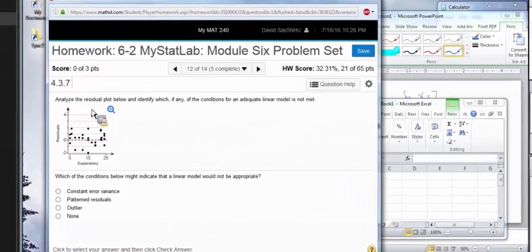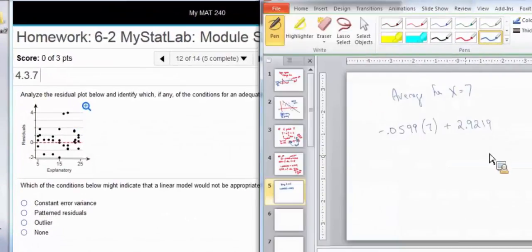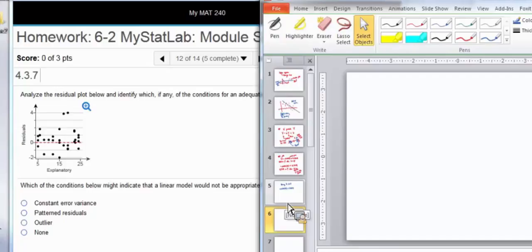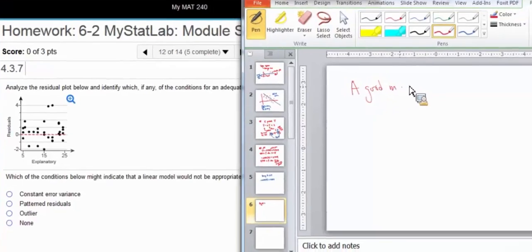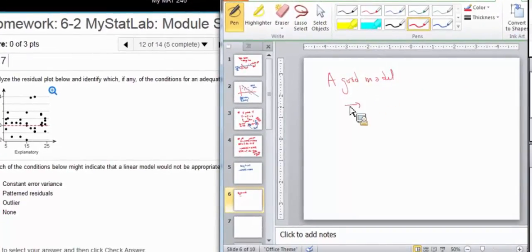Okay, so this one is quick. Here's another one of my phrases. Well, this is not a phrase yet. When is a model a good model? A good model should explain all the patterns.